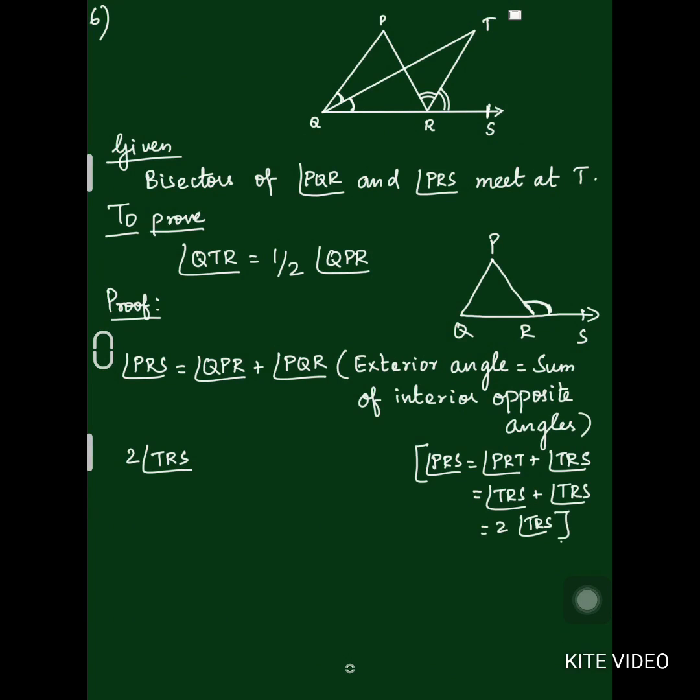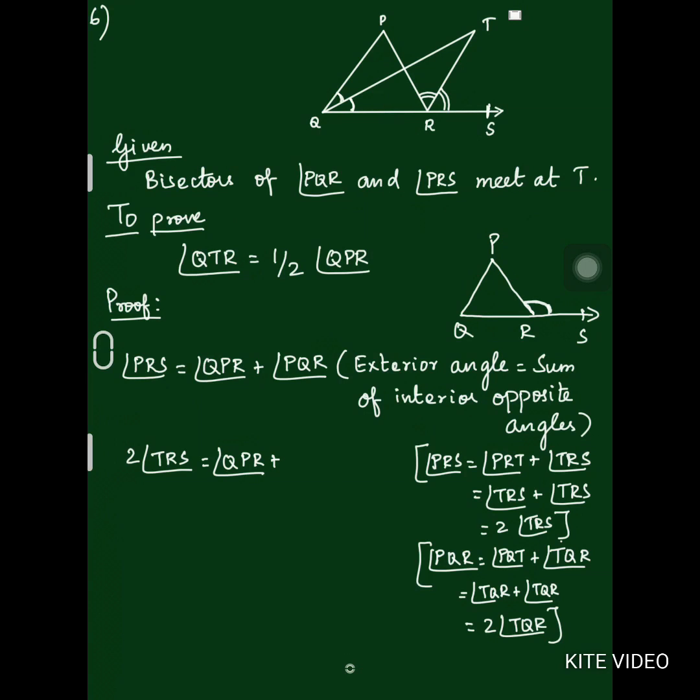So, I am replacing PRS with 2 times TRS, which is equal to QPR plus, similarly PQR is bisected by QT. So, PQR can be written as PQT plus TQR. I am replacing PQT with TQR. So, TQR plus TQR can be written as 2 times TQR. So, PQR I am replacing with 2 times TQR.